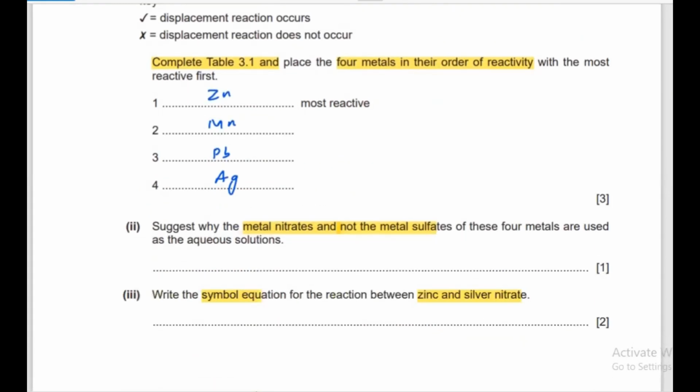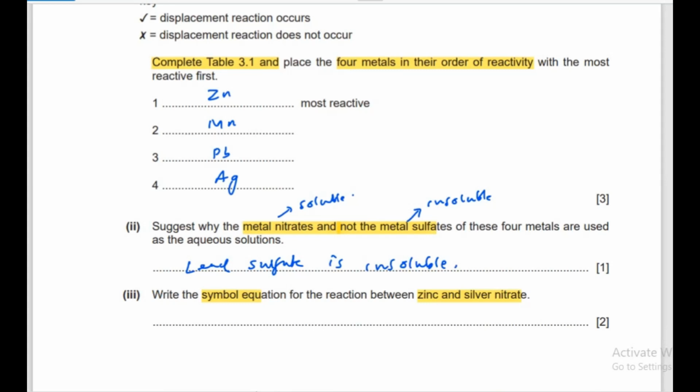So just why the metal nitrates and not the metal sulfates of these four? Metal sulfates are generally insoluble, and the metal nitrates are soluble. So if we use the insoluble salt, definitely the displacement reaction is not possible. So for metal salts which are sulfates, like lead sulfate, lead sulfate is insoluble, or you can say the metal sulfates are insoluble, and metal nitrates are soluble. So that's why we're using the nitrates instead of sulfates.